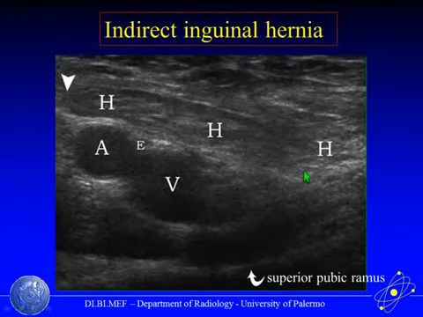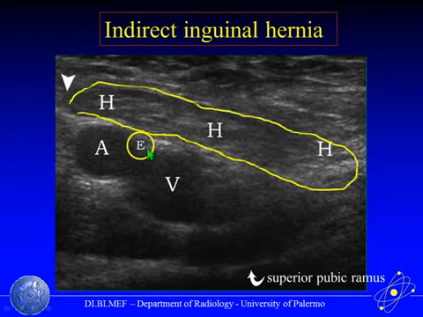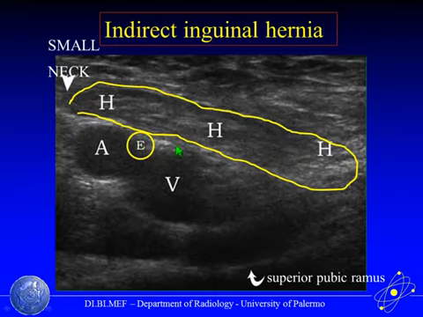Again, an indirect inguinal hernia. This is the femoral artery, this is the femoral vein, and this is the inferior epigastric vessel. And again, the hernia arises lateral to the epigastric vessels. And again, note the small neck of the hernia that arises lateral to the inferior epigastric vessel.